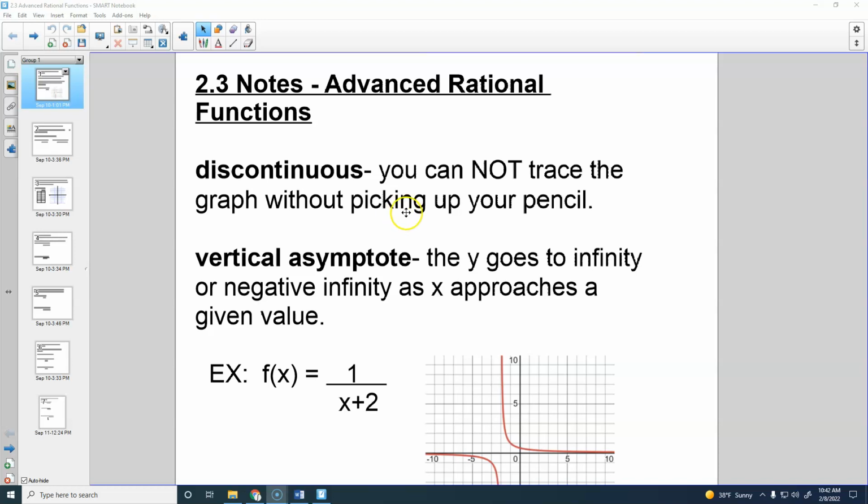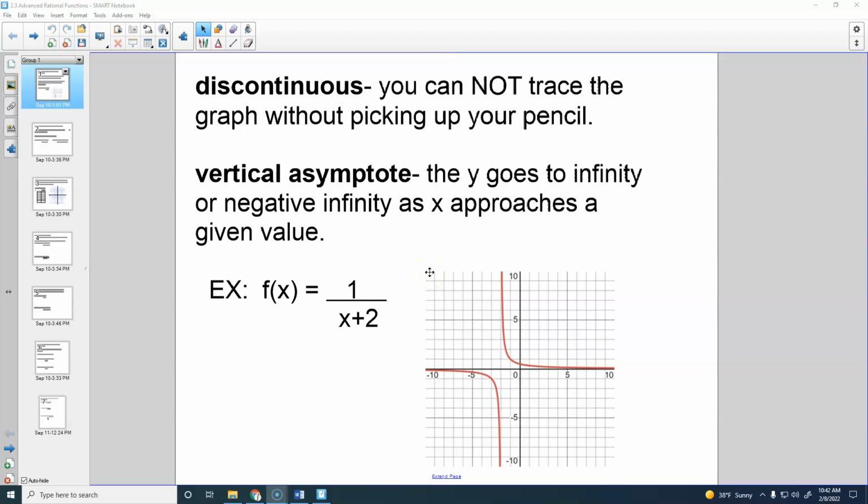So if you think about looking at this graph right here, if I try to trace it, I'm good here. I don't have to pick up my pencil till I get right here where x equals -2. And at x equals -2, this is going to go down, down, down forever. To get to this piece of the graph, I've got to pick up my pencil to graph the next piece. So this graph, we would say it's discontinuous at x equals -2.